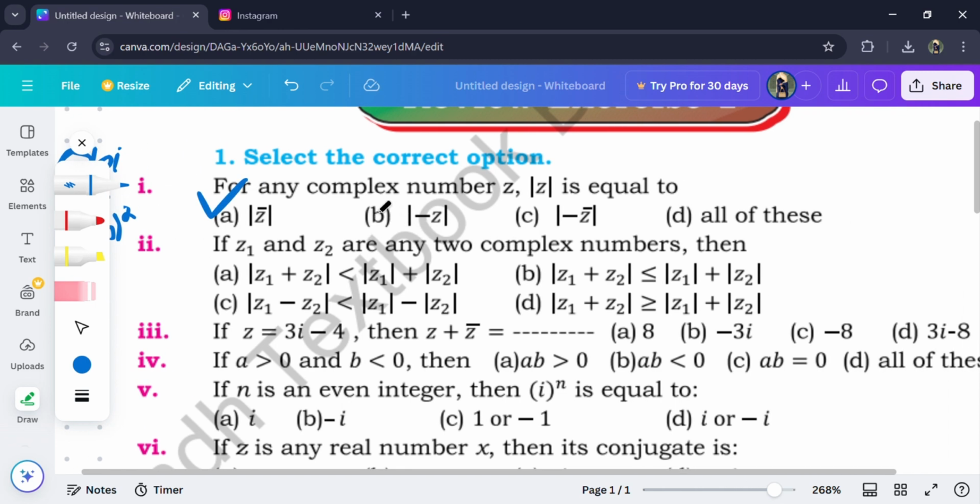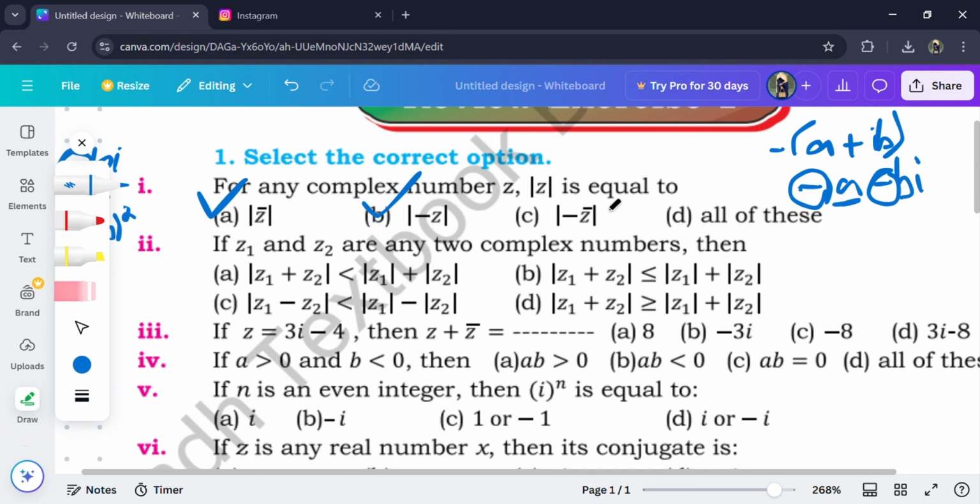Then in the second part it says minus of z, which means that the whole complex number is multiplied by a negative sign. So in this case, in the general form, it will become minus a and minus b iota. Again we are not concerned about the symbols here. We are concerned only about the values, until we get the mod. So this is also a possible thing.